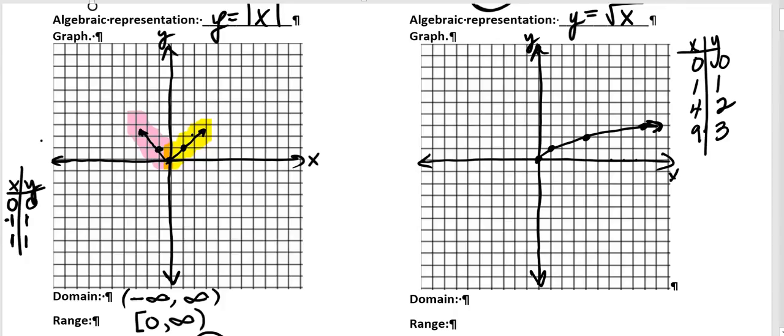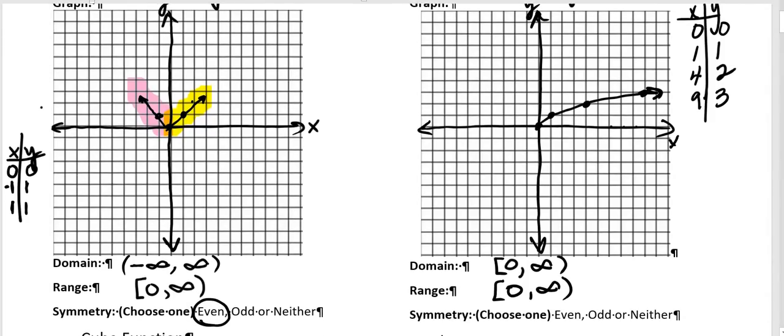Okay. The domain from left to right, the farthest allowable values for x are 0 to infinity, including the 0. And our range will be 0 to infinity. Okay? And this does not mirror itself across the y-axis. If it was upside down, would it look the same? No. So we know it's not odd. So it's a neither.